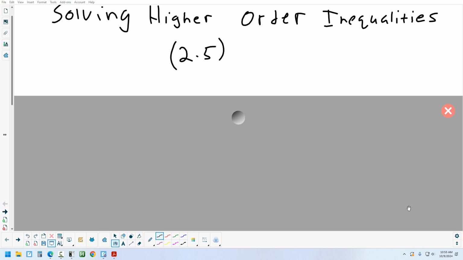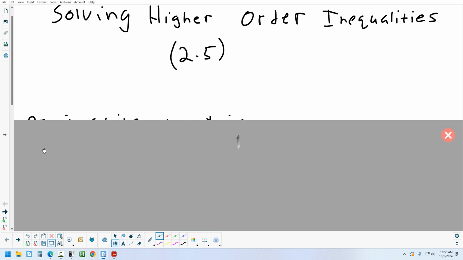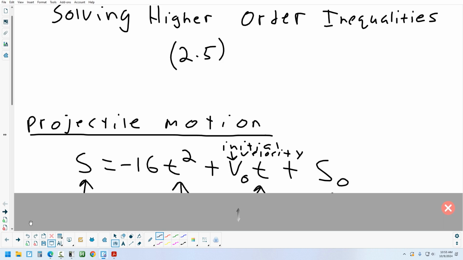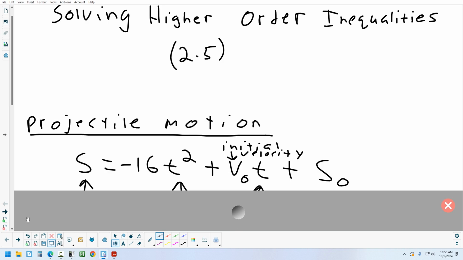Okay, so 2.5, this is the last section in chapter 2. And it's on solving inequalities, but it's on solving inequalities that have exponents higher than 1. So like quadratic.